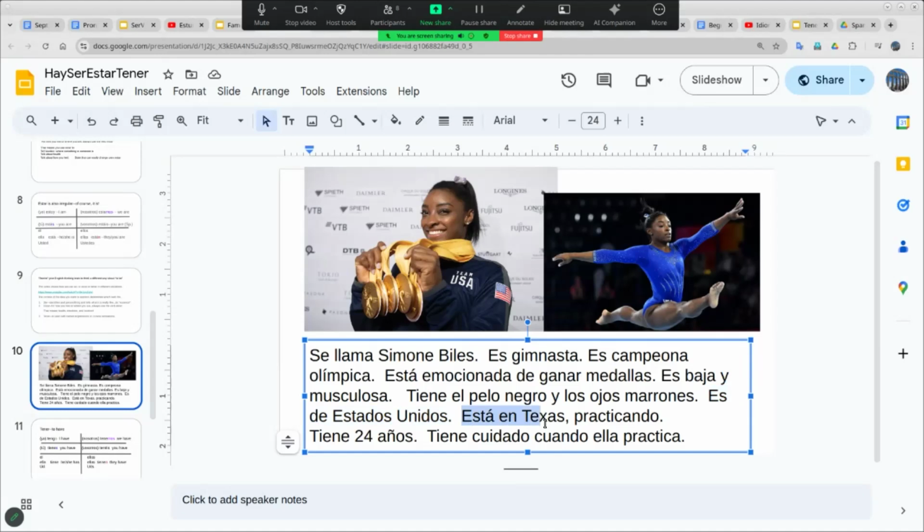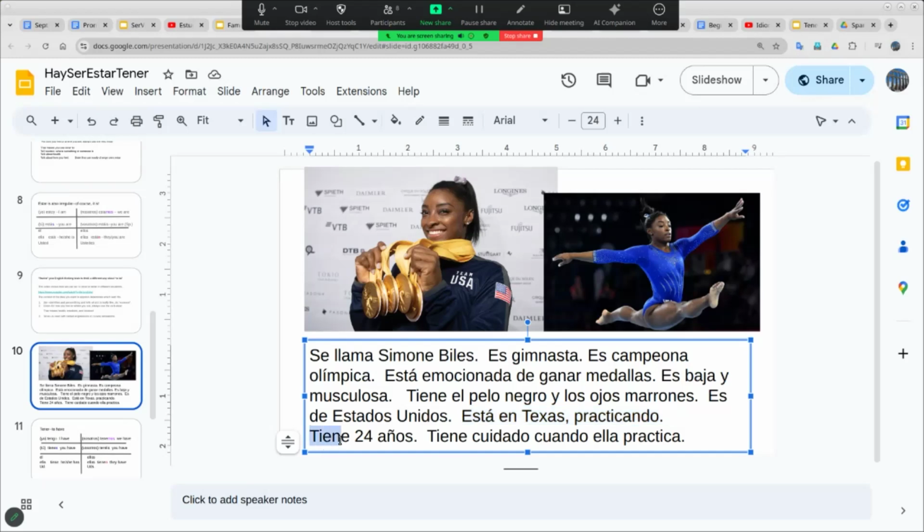Now to talk about where she is right now. Not where she's from originally, where she's located, right? I switched to estar. Está, and here's our en, ding, ding, ding, en. Está en Texas, practicando. She's in Texas practicing. Location, estar. Está en Texas, practicando.